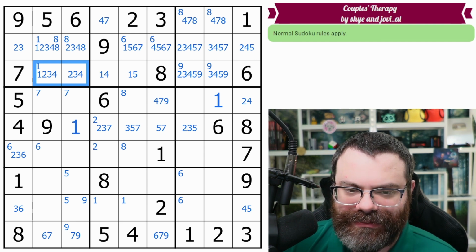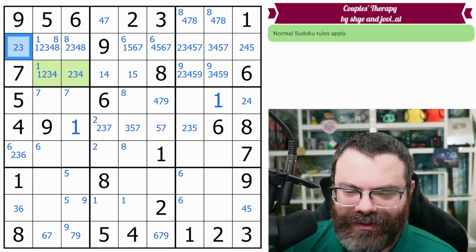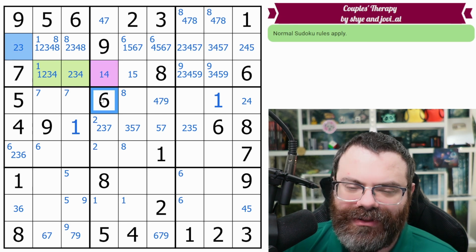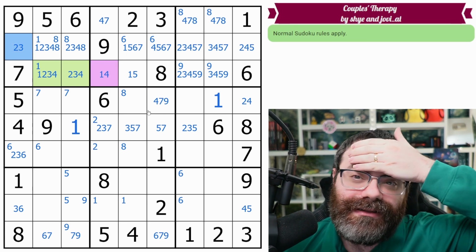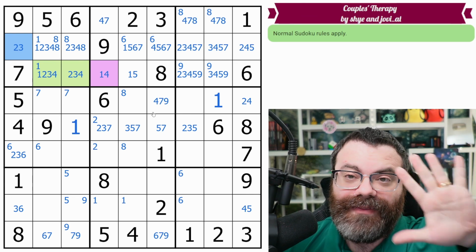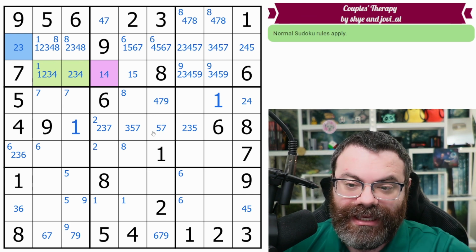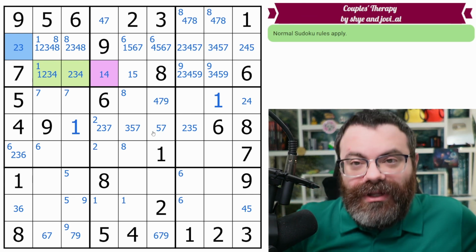So let's take a look at these cells that I put in green, this cell that I put in blue, and this cell that I put in purple. I'm going to describe this in the traditional way and then two alternative ways of looking at it. Maybe one of them will help you.